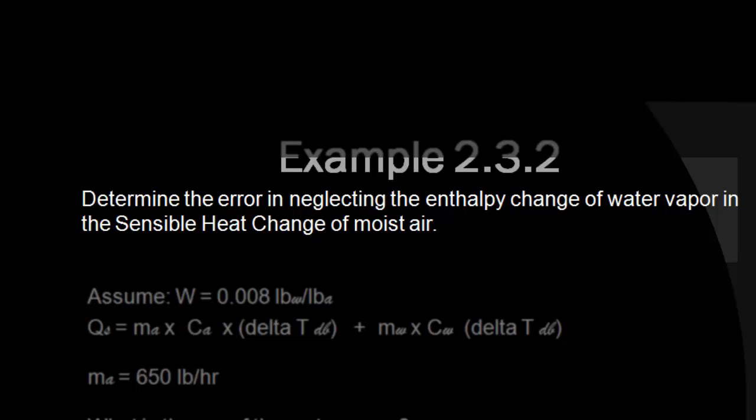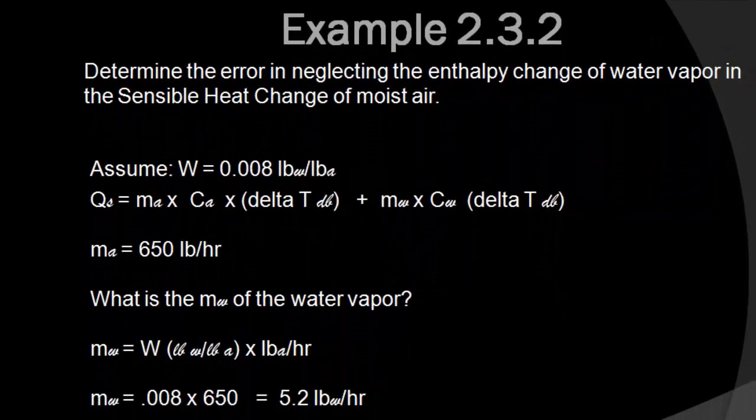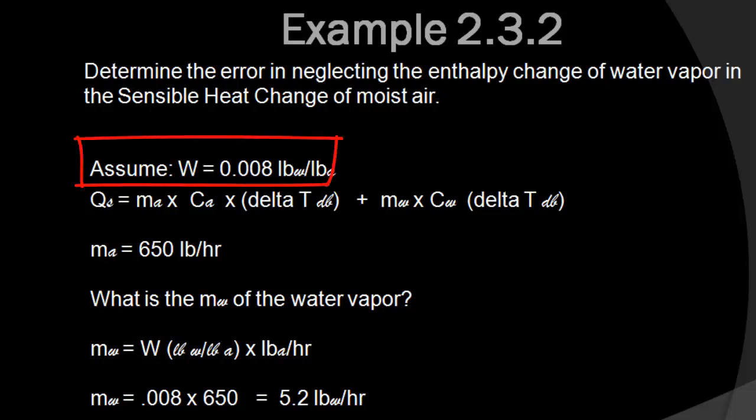For this example, we will determine how much error results in neglecting the enthalpy change of the water vapor. To do this, we need to know something about the water vapor content of our air sample. For this example, we'll assume the humidity ratio, W, is 0.008 pounds of water per pound of dry air.